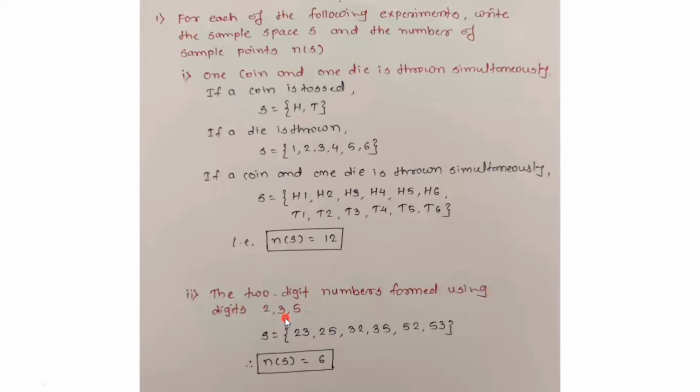If we start with 3 and take 2 in the units place, we get 32. If we take 3 and 5, we get 35. So we have two numbers starting with 3, 32 and 35. Similarly, for 5, we get 52 and 53. So these are all the possible outcomes for the experiment given. So the sample space S is equal to {23, 25, 32, 35, 52, 53}. So the number of sample points is 6.